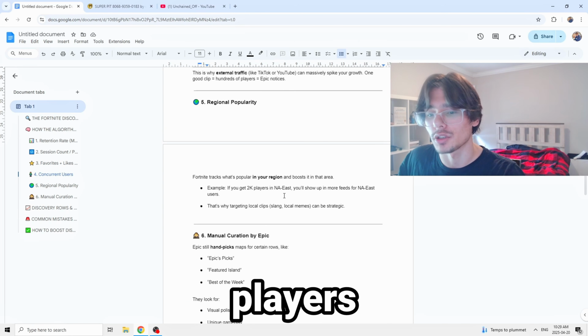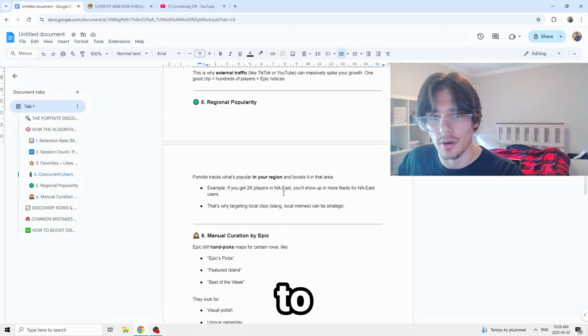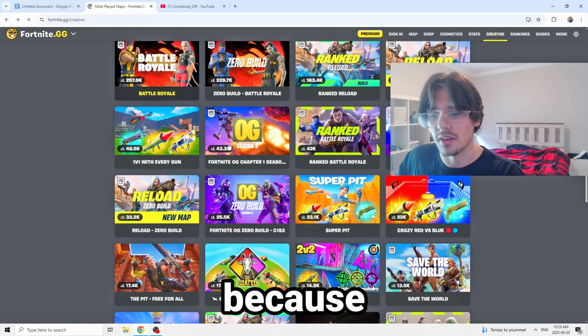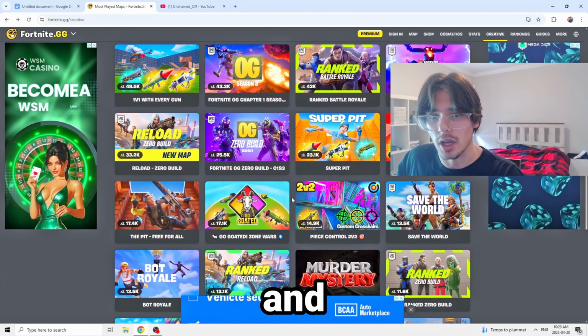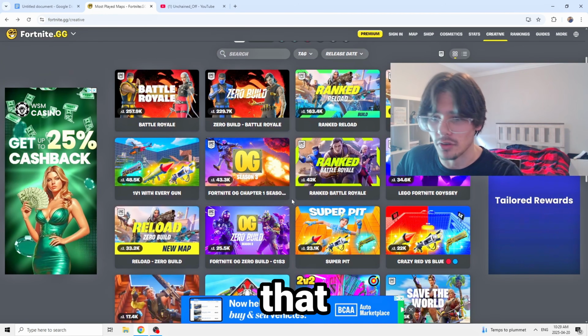Fortnite tracks what region your players are from. For example, if you get 2,000 players in NA East, more people are going to be recommended to your map from the East Coast. The reason it's like this is because they want to best serve the country and continent that is playing your map, right? You wouldn't want Japanese people playing a United States game. That just doesn't really make any sense.